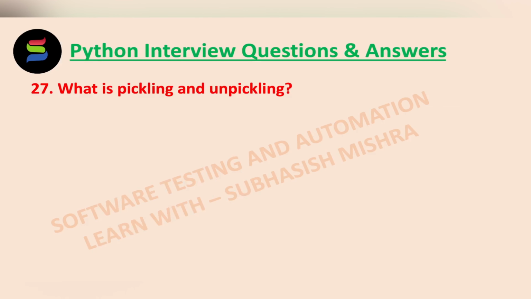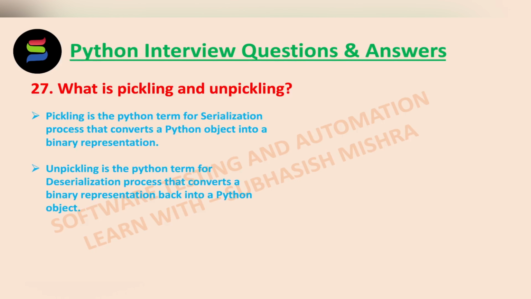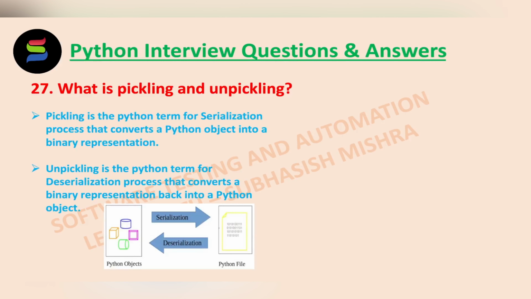What is pickling and unpickling? Pickling is the Python term for the serialization process that converts a Python object into a binary representation. Unpickling is the Python term for the deserialization process that converts a binary representation back into a Python object.